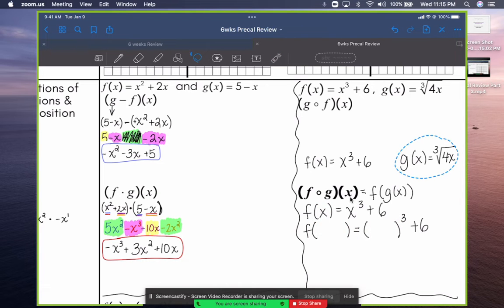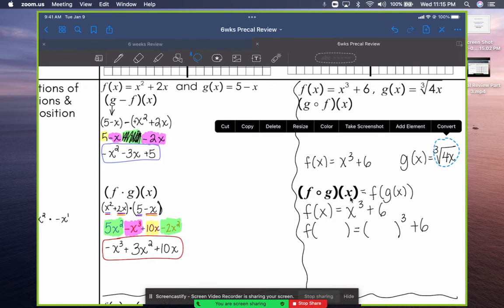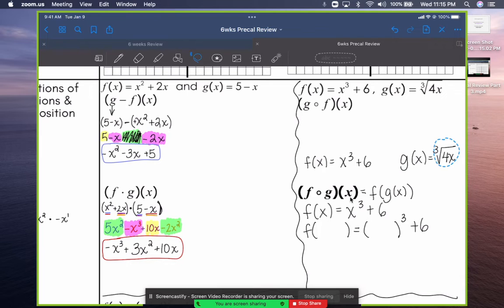Now what I'm going to do is go ahead and input this function here, but I'm only going to input part of it, right? Because I only want to put in the expression.